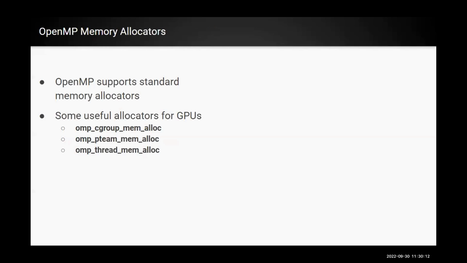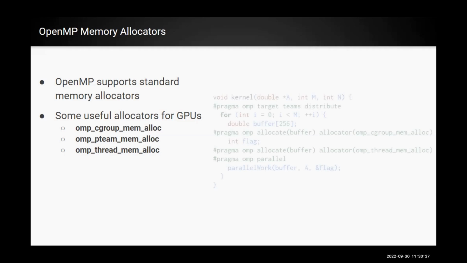Allocators. The GPU allocators kind of work. I mean, two of the three work, and the third one is going to work. Though for us, given the way we currently implement lowering, cgroup and pteam allocators are effectively the same thing. We can't make a real distinction. That may or may not change in the future, but that is what it is so far.